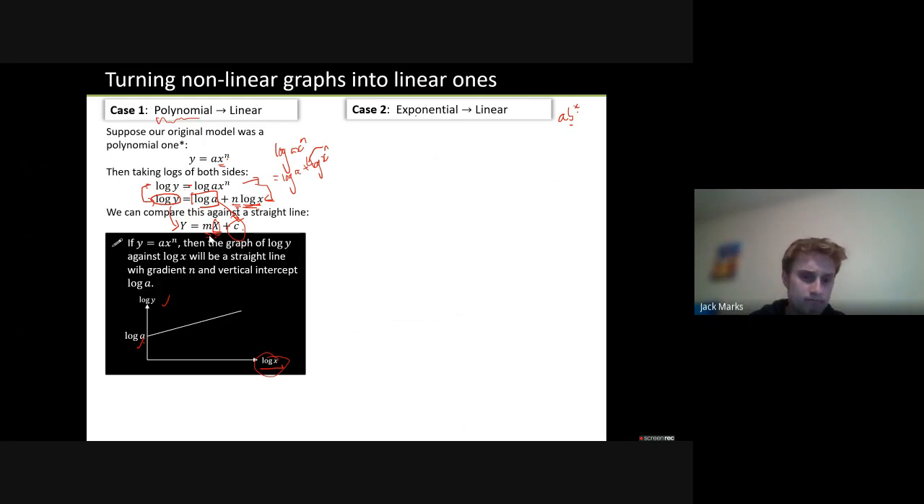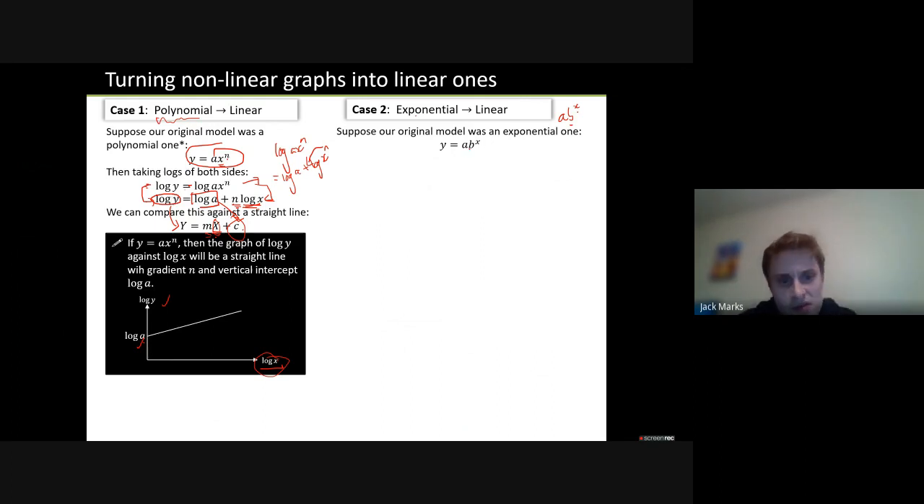That's what would happen. It's a good idea perhaps to remember roughly what the graph looks like, but you don't actually need to memorize this. You need to remember that a polynomial can be written in this format, and you need to work it through with logs.